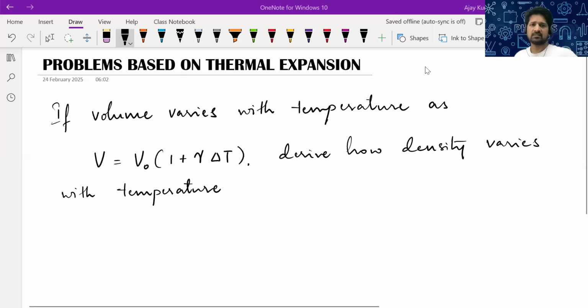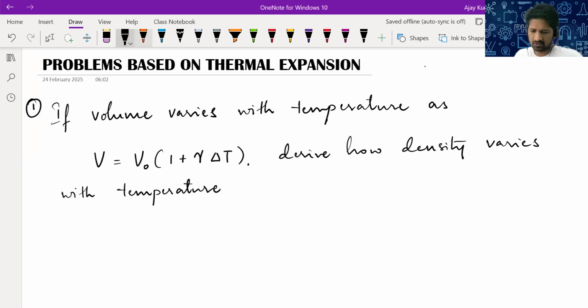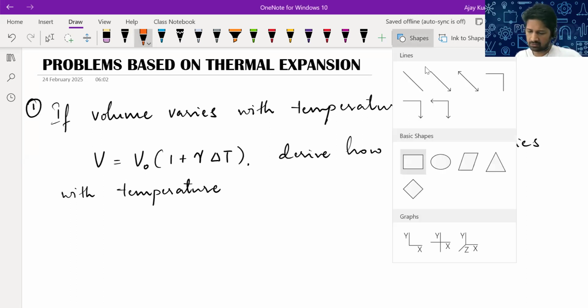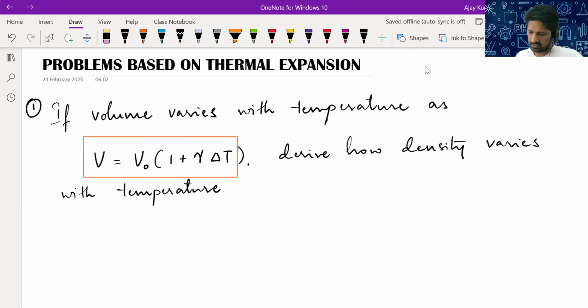Right. So this class, as I said, will be solving problems based on thermal expansion. So this is the first question. We had already discussed this, that based on temperature, this is how volume of an object varies. V is V naught into 1 plus gamma delta T, where gamma is called thermal coefficient of volume expansion. Okay. So suppose you take an object and start changing its temperature, whether you increase or decrease, this is how volume varies with temperature. Fine.